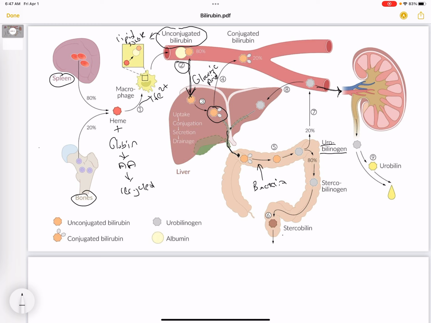80% of urobilinogen is going to become stercobilinogen, which is basically a precursor for stercobilin. And stercobilin has a brown pigment, and ultimately it is going to be excreted by our rectum as feces.